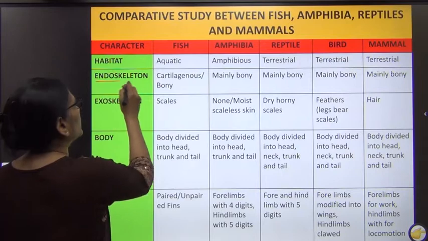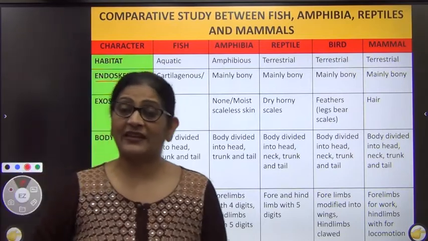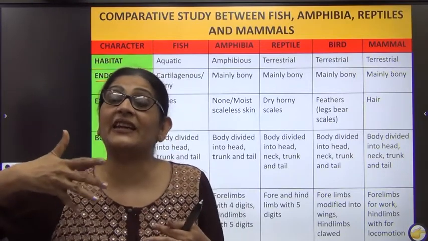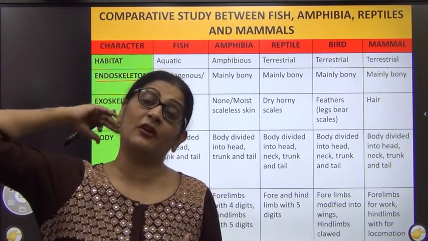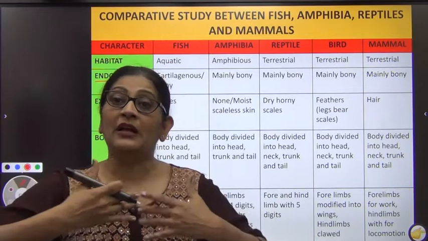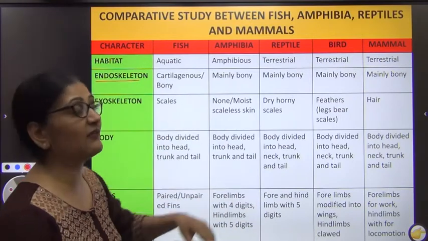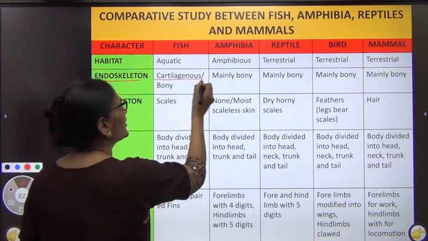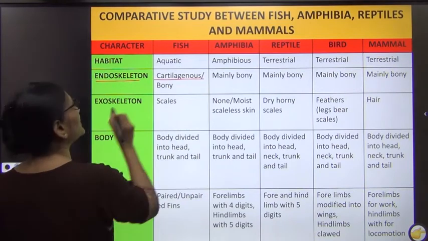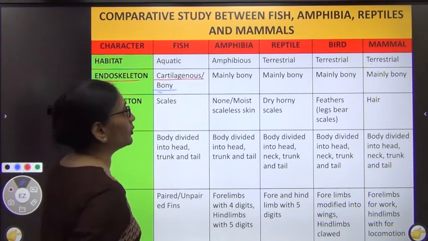If we go to endoskeleton, in all of them there is a skeleton which is made up of either bone or cartilage. You know that the skeleton is made up of the vertebral column, the cranium, the ribs, etc. All of them have endoskeleton. Only thing is in cartilaginous fish the endoskeleton is cartilaginous, and in bony fish it is actually bony.